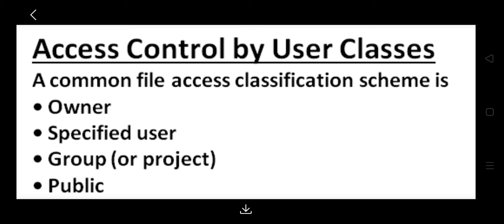A common file access classification scheme divides the access based on the user's type. For example, the owner. Here the owner is the user who created the file. The owner has unrestricted access to the file and can also change the file permissions. Next comes the specified user, another individual who may use the file, which the owner specifies. Next comes the group. The users are often members of a group working on a particular project. In this case, the various members of the group may all be granted access to each other's project related files. Next comes the public.